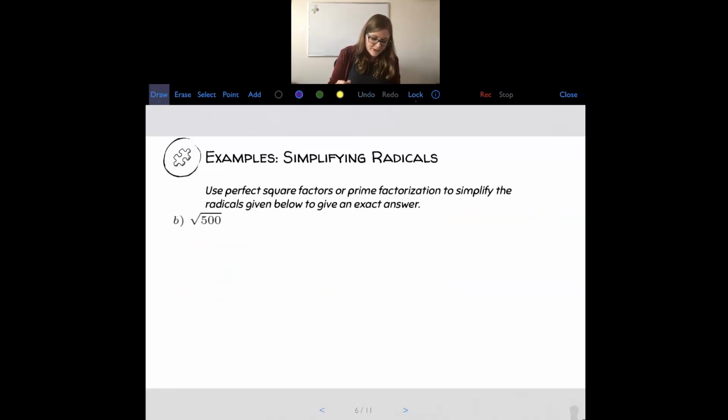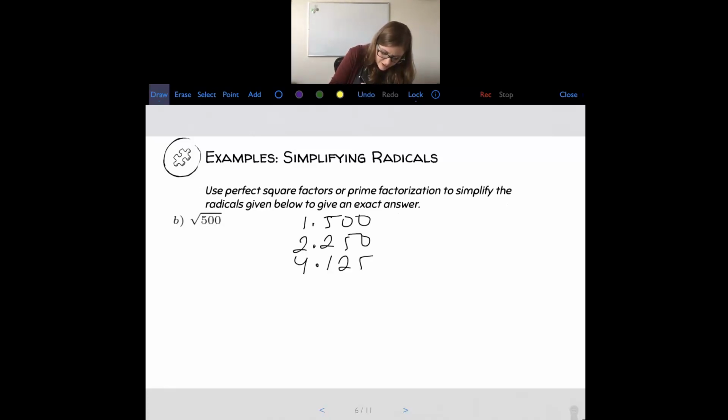Okay. Next, use perfect square factors or prime factorizations to simplify the radicals. So in this case, I will use perfect square factors, and then in the next example, I'll use prime factorization so that you can decide which way you'd rather go. Okay, so for this one, perfect square factors. So I start by writing my factors. 4 times 125, 5 times 100.